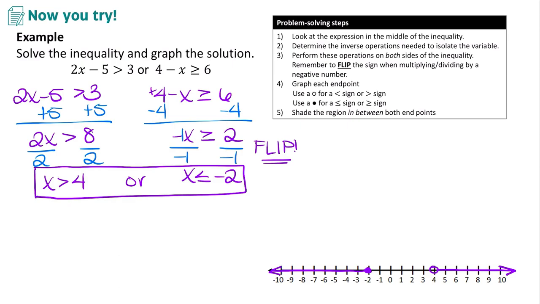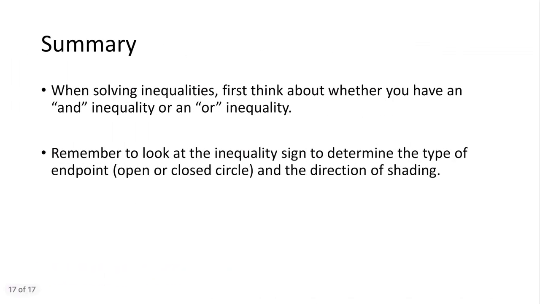So I go to 4 and I put an open circle and then shade to the right of 4. And then at negative 2, I have a filled in circle and shade to the left of negative 2. So remember that when you're solving inequalities, you want to first think about whether you have an and inequality or an or inequality. Remember to look at the inequality sign to determine the type of endpoint, so open or closed circle, and the direction of shading.